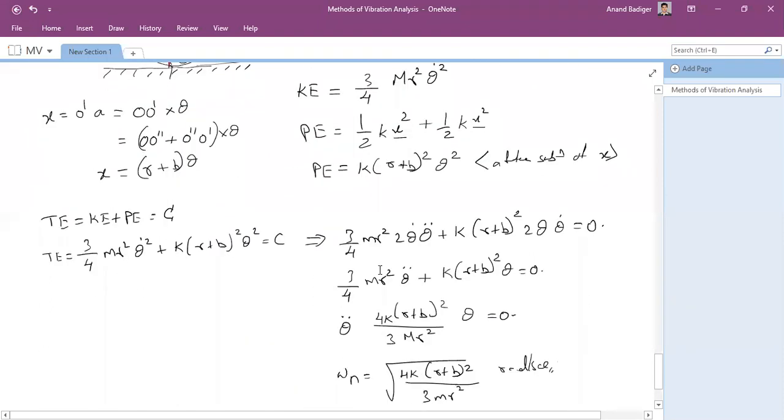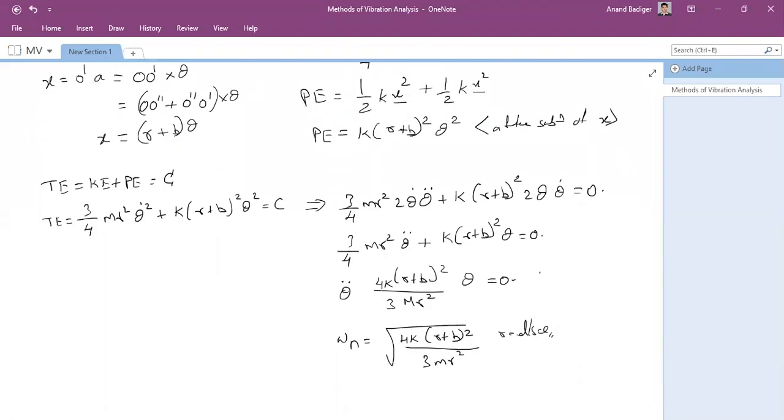KE plus PE is equal to constant, differentiate with respect to theta. After differentiating, write it in the form of k by m. You just rearrange the equation such that theta double dot and theta come on one side and you are left out with the term of k by m. So this is stiffness k and this is m, 3m r square, radians per second. Okay, so this is one kind of problem which you may get in your exams.